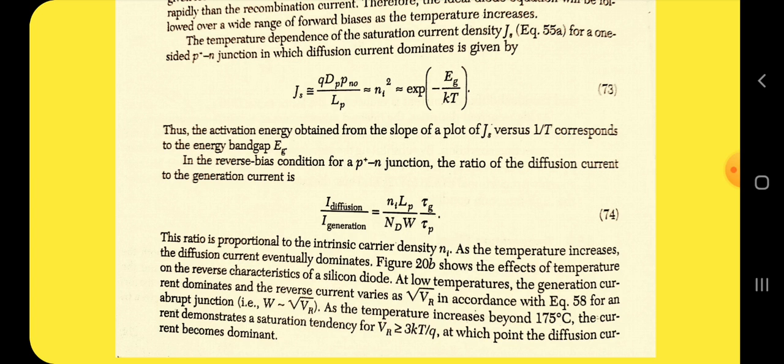At low temperatures, the generation current dominates, and the reverse current varies as root Vr in accordance with the equation which we have discussed earlier. For an abrupt junction, W is nearly equal to the square root of Vr. As the temperature increases beyond 175 degrees centigrade, the current demonstrates a saturation tendency for Vr greater than or equal to 3kT by q, at which point the diffusion current becomes dominant.